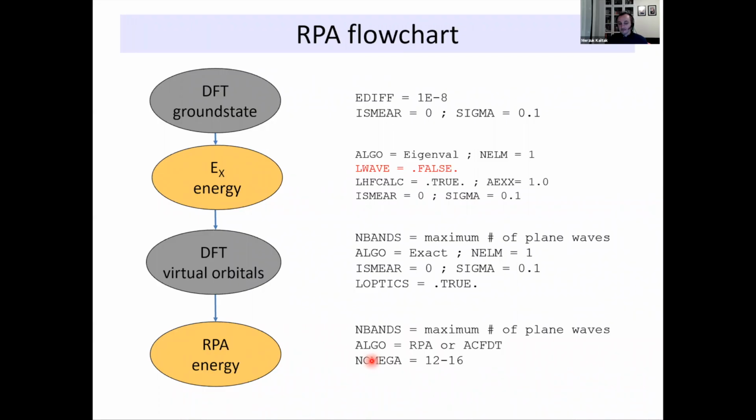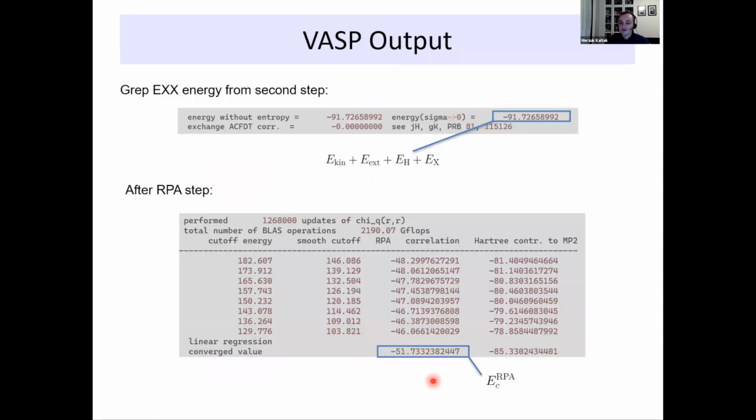Here, NOMEGA, the number of frequency points in the integral quadrature, is usually given relatively small. After the Hartree-Fock step, you should write down the energy in the OUTCAR, since it corresponds to the first part of the total RPA energy. So you look into the OUTCAR after the second step, and you pick this number to get the total energy for the exact exchange and the other terms.